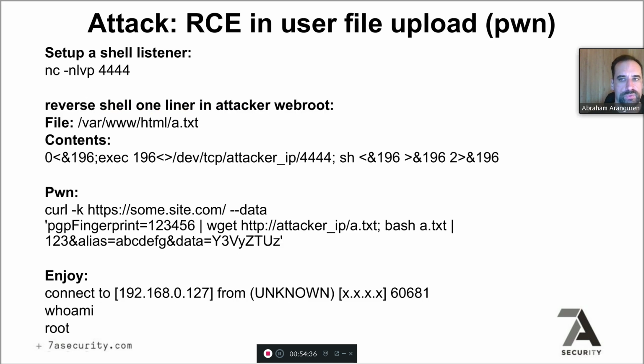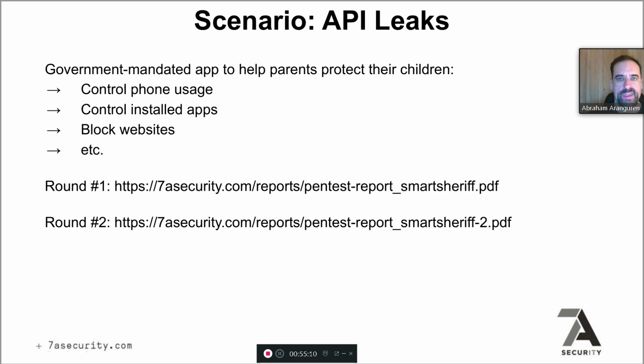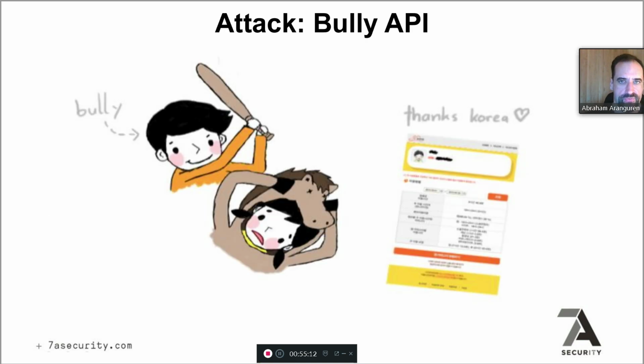So using this, we could host a text file that contained a reverse shell, and then run curl using the PGP fingerprint and the pipe character to do the wget of the attacker's text file, and then run the text file with bash. So we have a shell, and then we got the reverse shell back, and we were already root, so we didn't even have to escalate privileges, right? So this was a very cool example. So yeah, it was interesting.